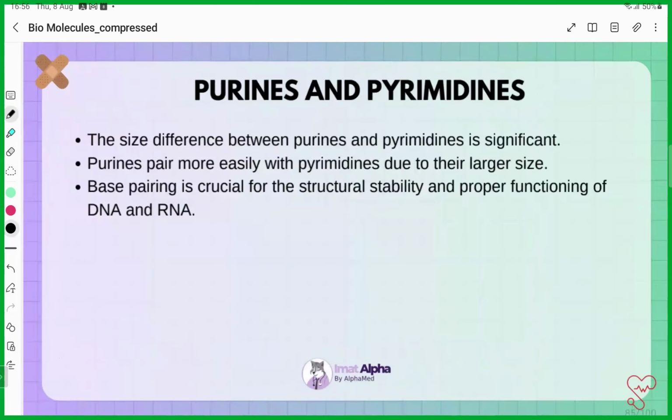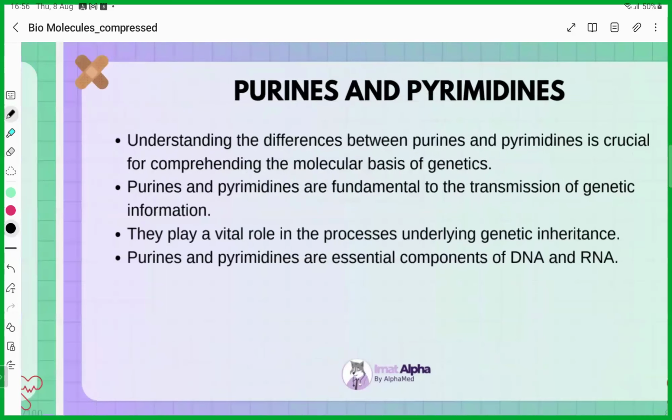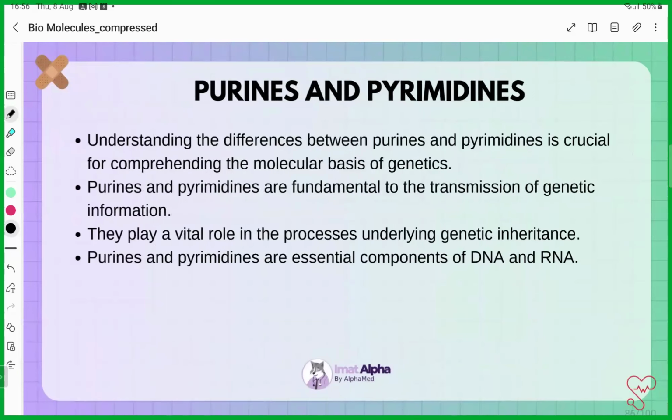Base pairing is crucial for the structural stability and proper functioning of DNA and RNA. Understanding the differences between purines and pyrimidines is crucial for comprehending the molecular basis of cells. Purines and pyrimidines are fundamental to the transmission of genetic information. They play a vital role in the processes underlying genetic inheritance. Purines and pyrimidines are essential components of DNA and RNA.